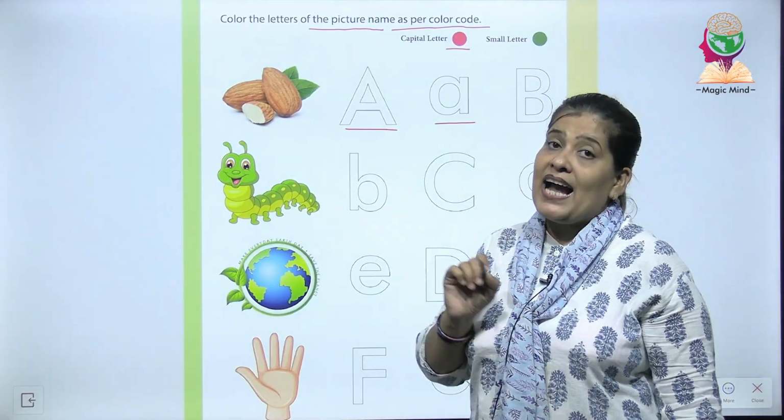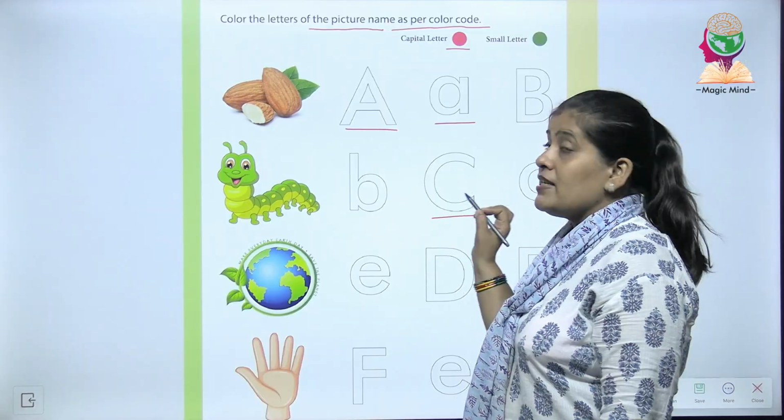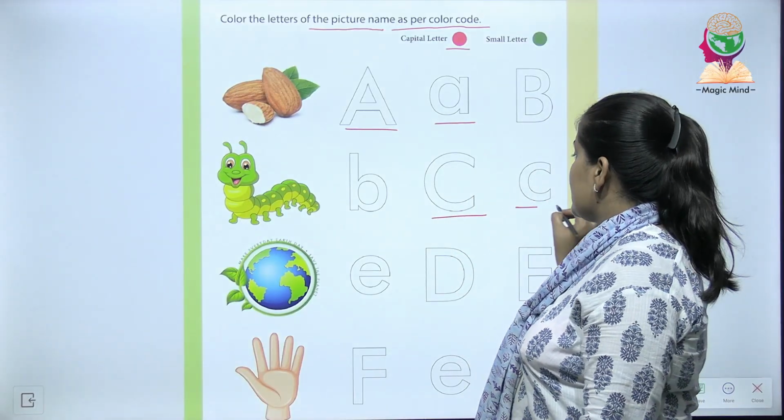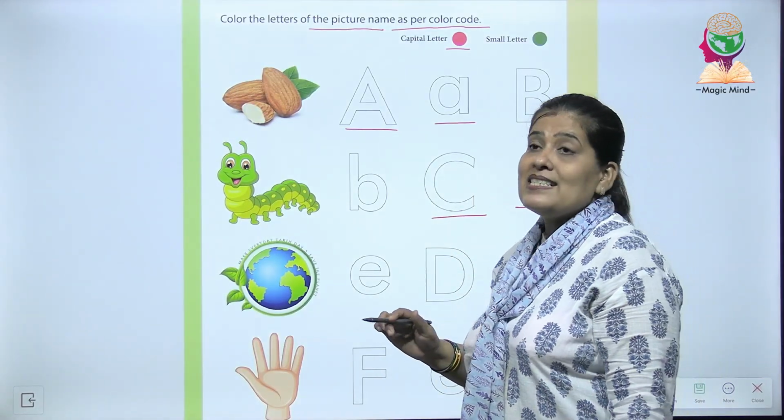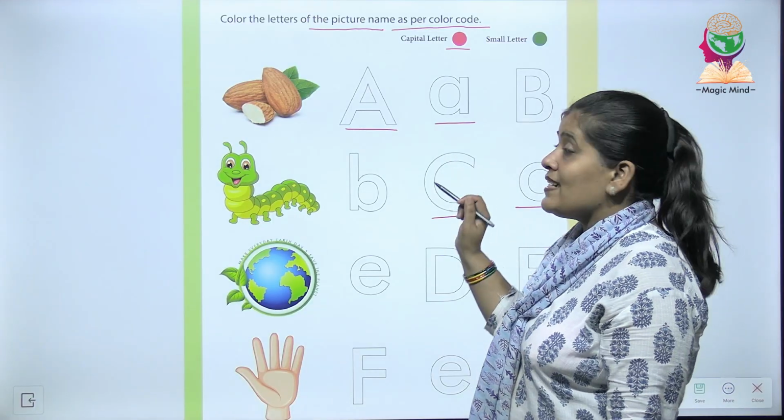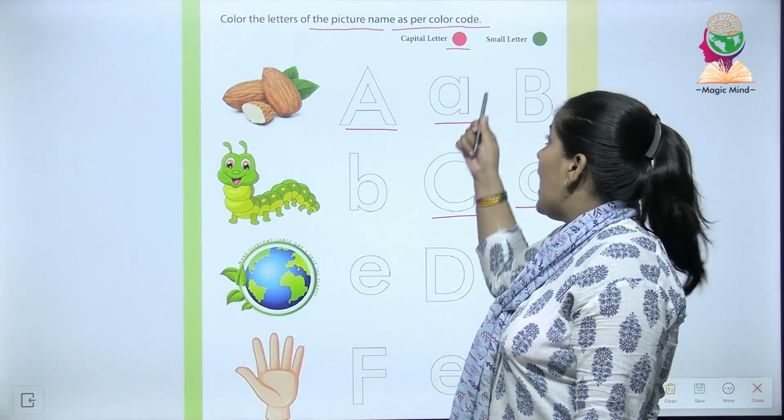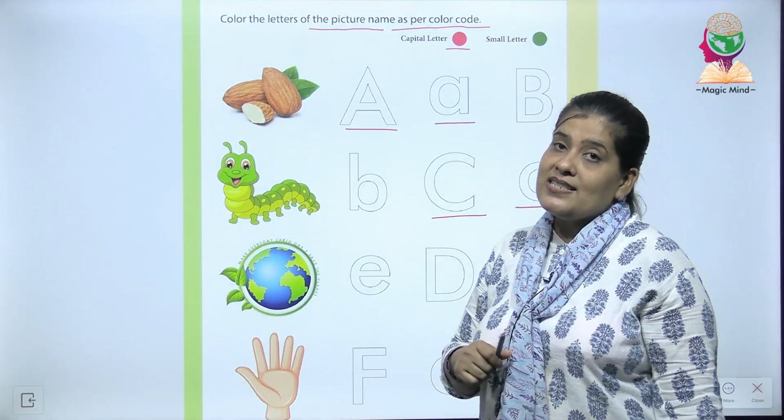Next picture is of caterpillar. C for caterpillar, capital C and this is small letter C. You have to do red color in capital letter C and green color in small letter C.